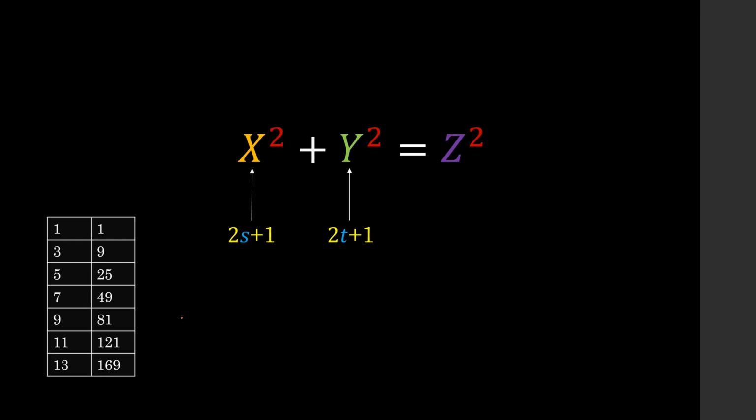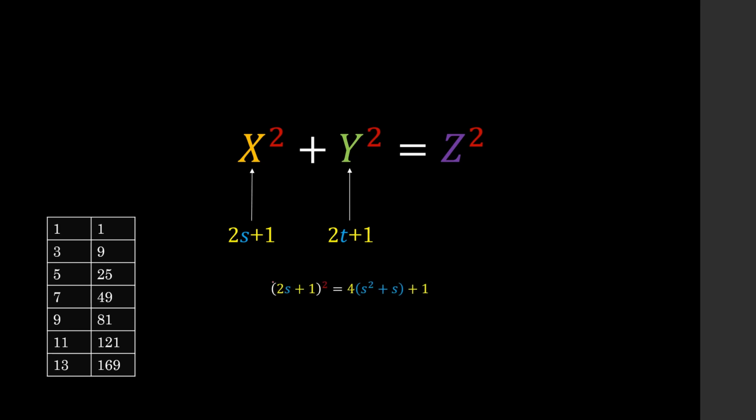And in particular, you might note, and if you don't, it's fine, but you might note that each of the numbers in the right column is 1 more than a multiple of 4. See, for example, 9 is 8 plus 1, 25 is 24 plus 1, 49 is 48 plus 1, and so on. And even 169 is 168 plus 1, which is also a multiple of 4. So that's our first fact, and we can actually prove that.